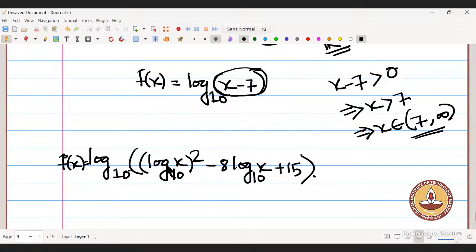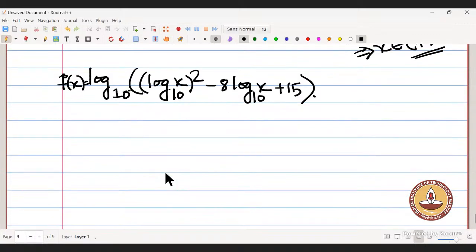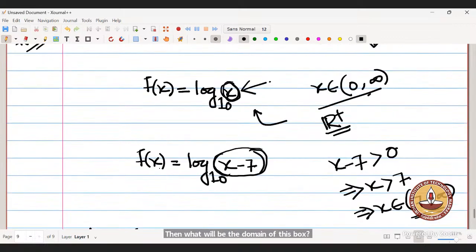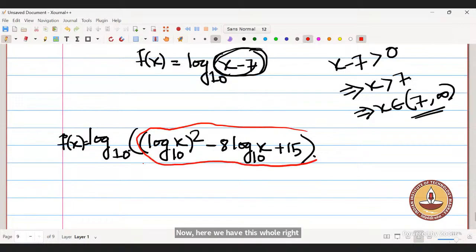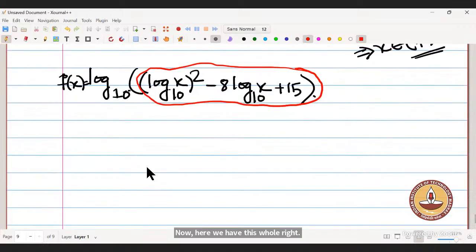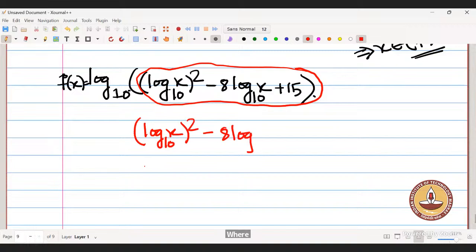Then what will be the domain of this function? Now, as you can see here, we have only x. Here we have x minus 7. Now, here we have this whole thing, right? Now, I want this to be greater than 0, right? Now, what I want is this log squared minus 8 log plus 15 to be greater than 0.